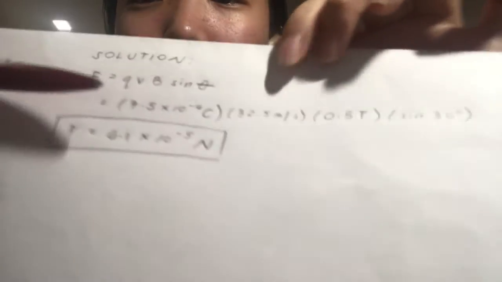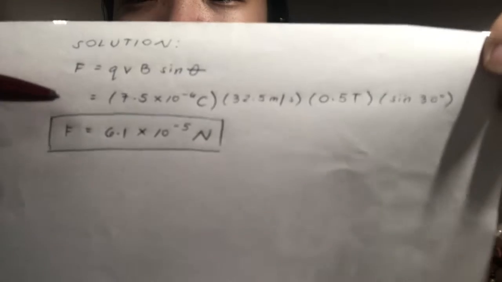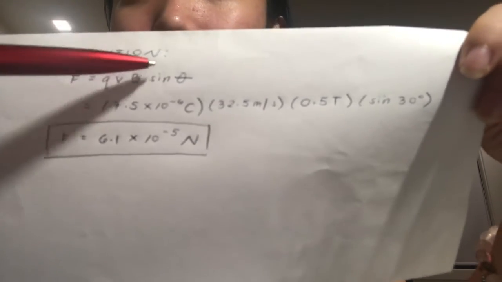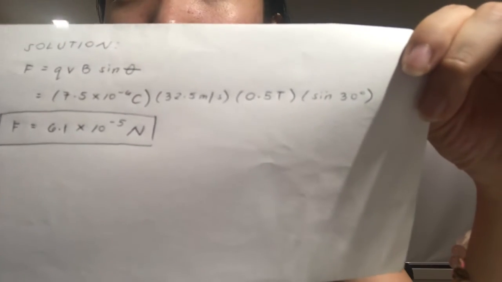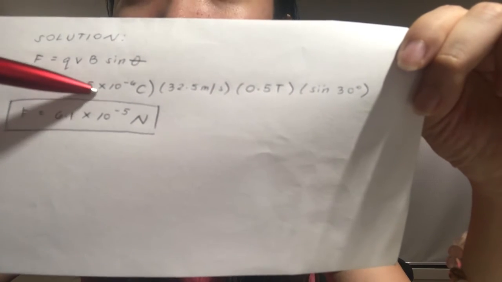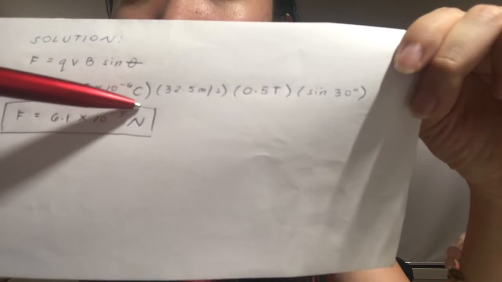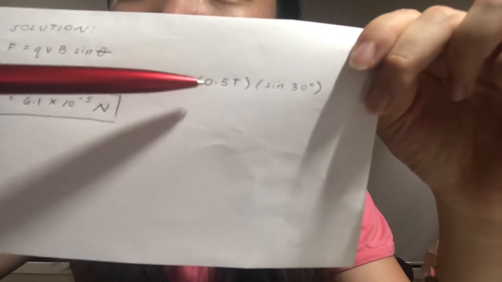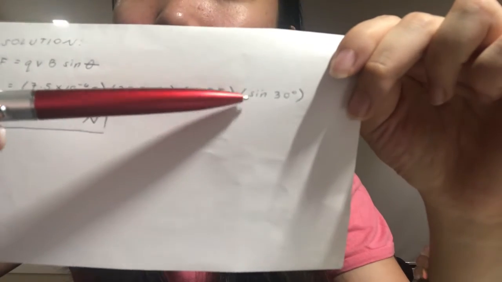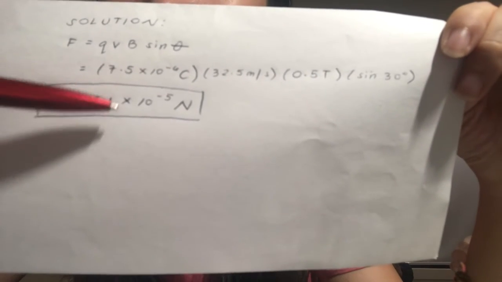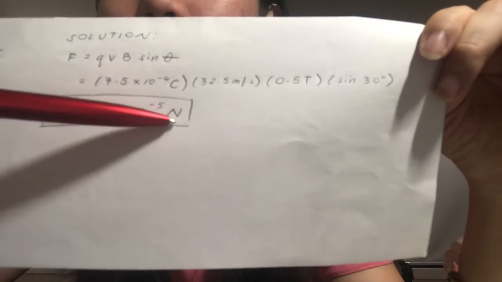Our solution for this problem is to use the formula F equals QVB times the sine of theta, or the angle. We plug in the values of these variables, which is 7.5 times 10 raised to negative 6 coulombs times 32.5 meters per second times 0.5 Tesla times sine 30 degrees. After multiplying all these values, we get the force, which is 6.1 times 10 raised to the power of negative 5 newtons.